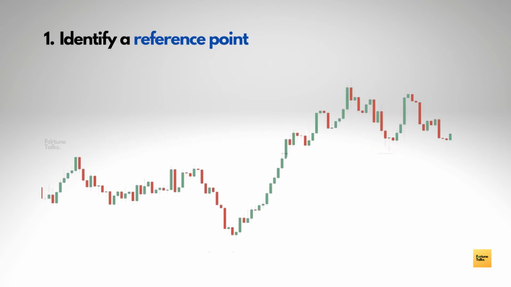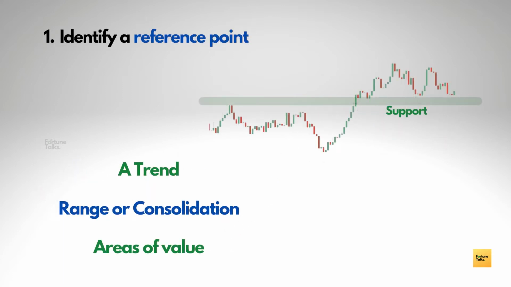The first and foremost point is to have a reference point on your chart. Now, what exactly is a reference point? A reference point can be a trend, a consolidation, or an area of value like a support resistance, a trend line, a moving average, etc., where there is a chance for some sort of a price action.